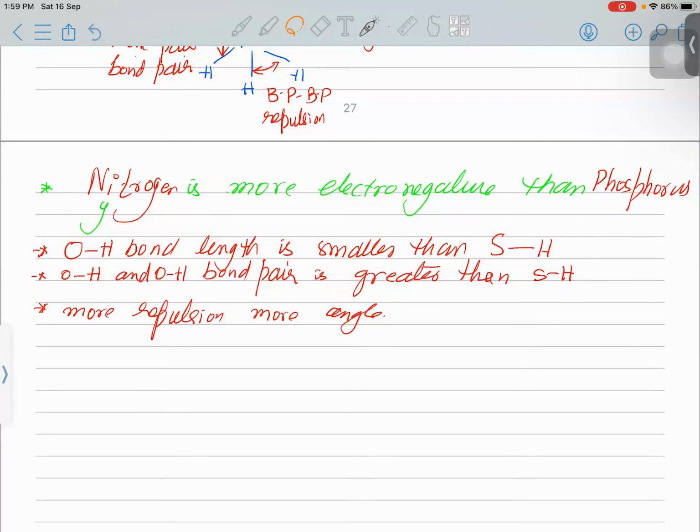Now, second point, NH bond length. NH bond length is smaller than PH. Next is the NH and NH bond pair, which is greater than PH. More repulsion, more angle.